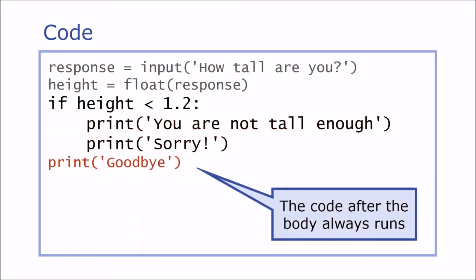At the end of the if block, the code is no longer indented. This is how Python knows it has reached the end of the block. This code always runs under all conditions.